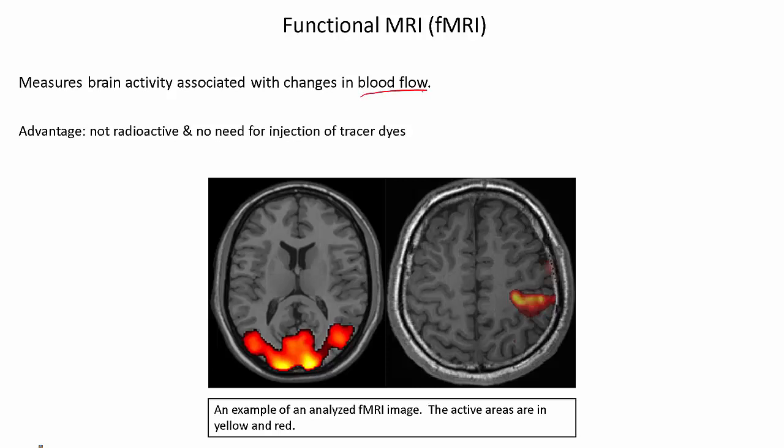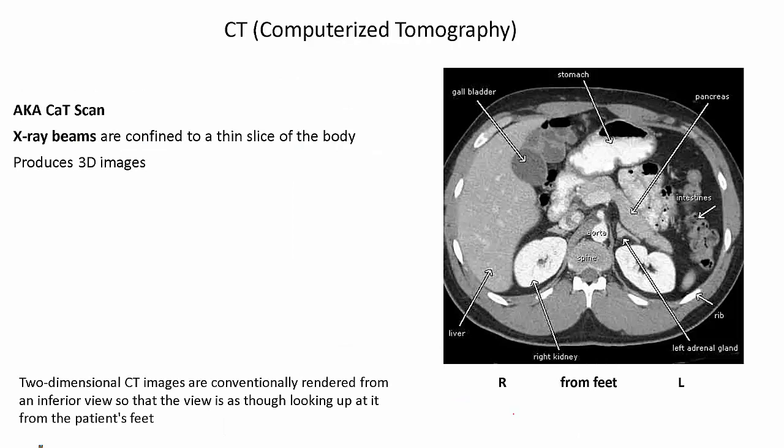So you can measure different areas where you have a higher amount of blood or lower amount of blood. Do notice it is not radioactive, so that is good. Unlike the X-ray, which is radioactive, we don't have to worry about that. And you don't have to worry about injecting tracer dyes or anything like that. This can pick it up. And here we can see some active areas in the brain that are being monitored and picked up by that functional MRI, or just fMRI for short.